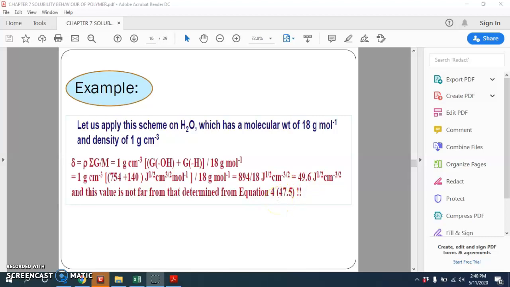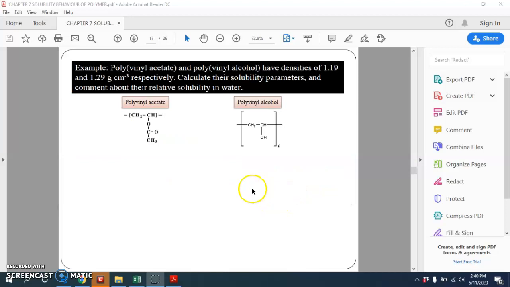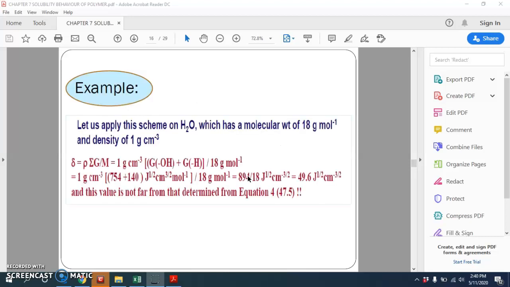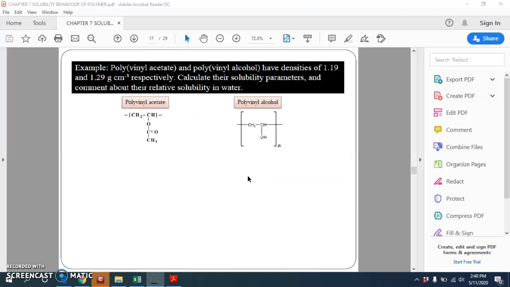And this value is not far from that determined from equation 4, which is 47.5. Okay. So example, polyvinyl acetate and polyvinyl alcohol have density of 1.19 and 1.29 respectively. Calculate their solubility parameter and comment about their relative solubility in water. So, boleh buat ni sebagai exercise. Okay, ingat cara dia mula-mula awak kena cari dia punya molar mass and then awak cari dia punya solubility parameter by using formula. Okay, total G times density over M.